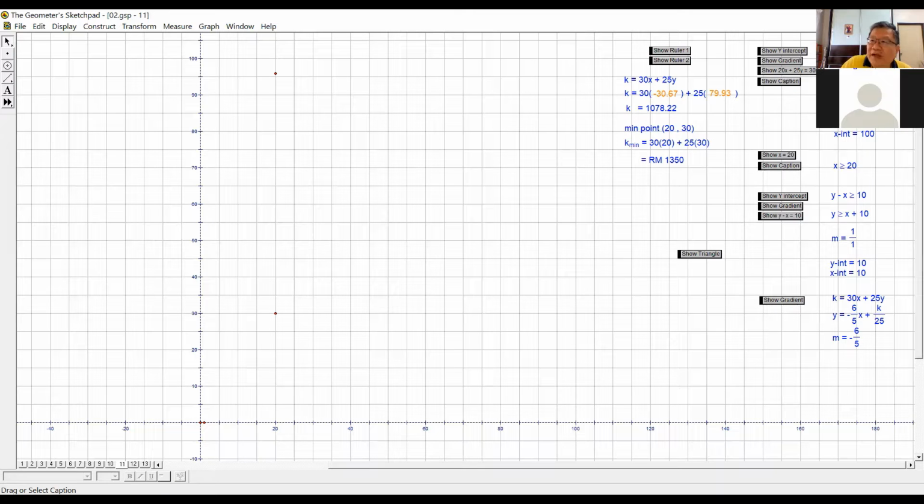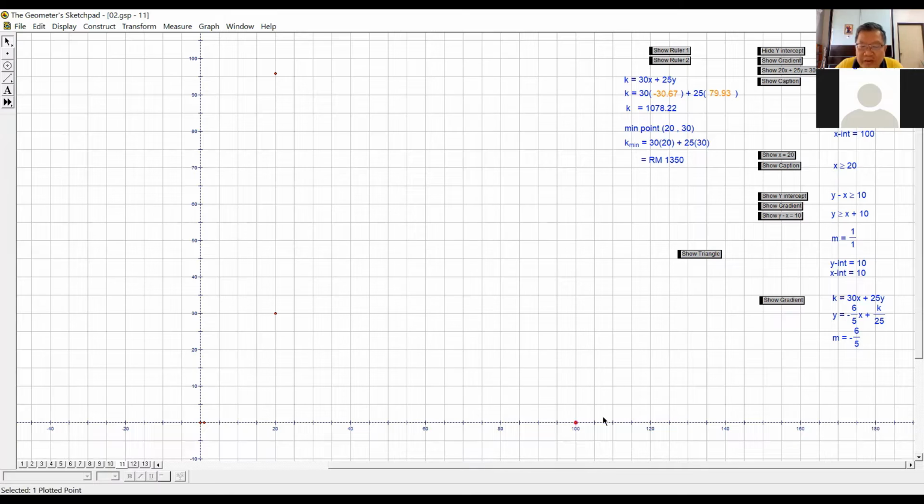So the linear form is y equals negative 6 over 5 x plus 120. The gradient is negative 6 over 5. The y-intercept is 120. The x-intercept, I've shown you how to find the intercept, equals 100. So I'm going to plot this line. So where do I start? Start from the y-intercept here. X-intercept, sorry. I start from the x-intercept.